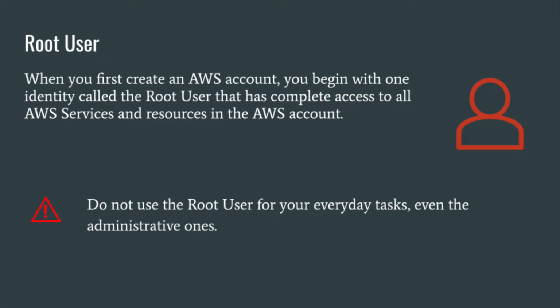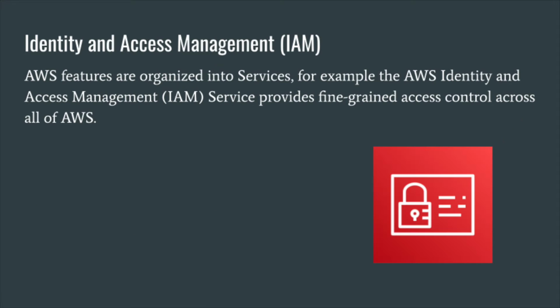When you first create an AWS account, you begin with one identity called the root user that has complete access to all AWS services and resources in the AWS account. Do not use the root user for your everyday tasks. AWS features are organized into services. For example, the AWS Identity and Access Management Service provides fine-grained access control across all of AWS.